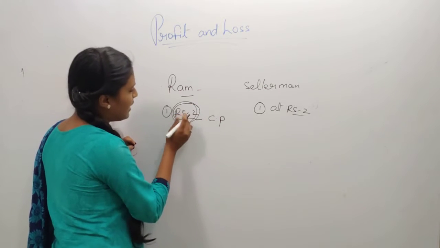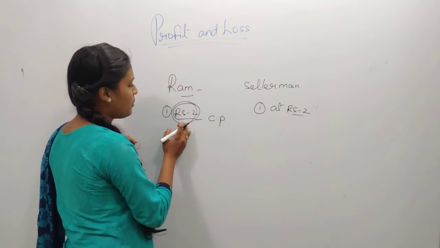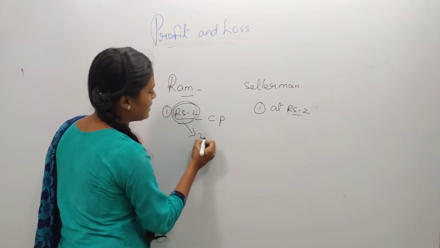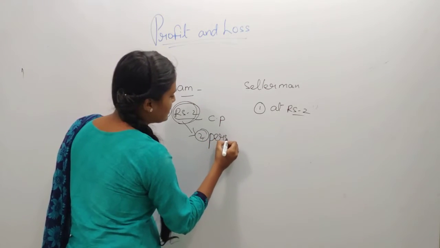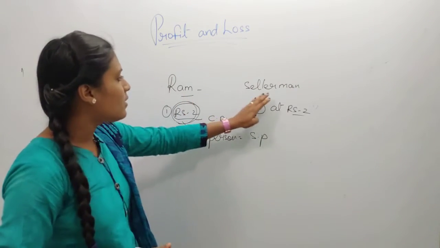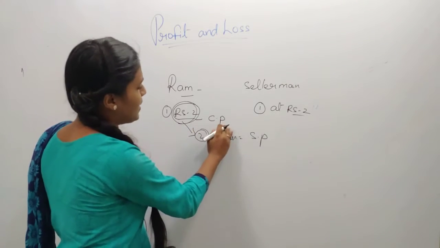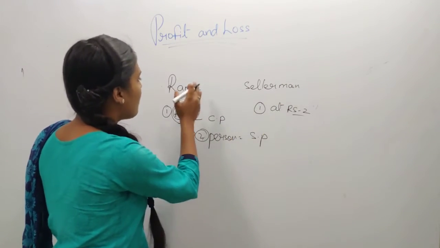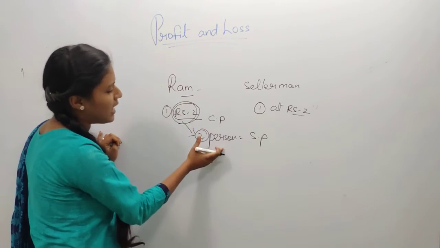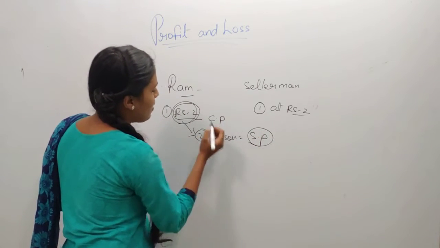And when he bought a pen from a seller man at that rate, he sold it to another person, the second person, at some rate. It is called selling price. When Ram bought a pen from a seller man at the cost of rupees 2, this is called cost price. When he sold it to another person at some rate, then it is called selling price.